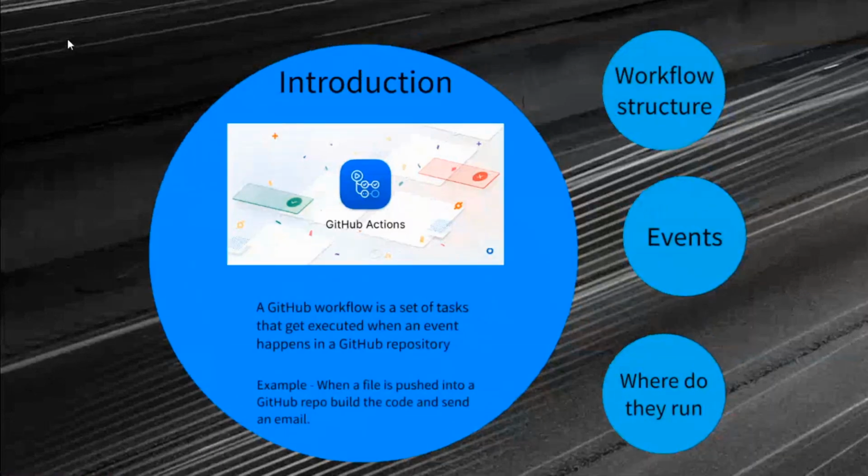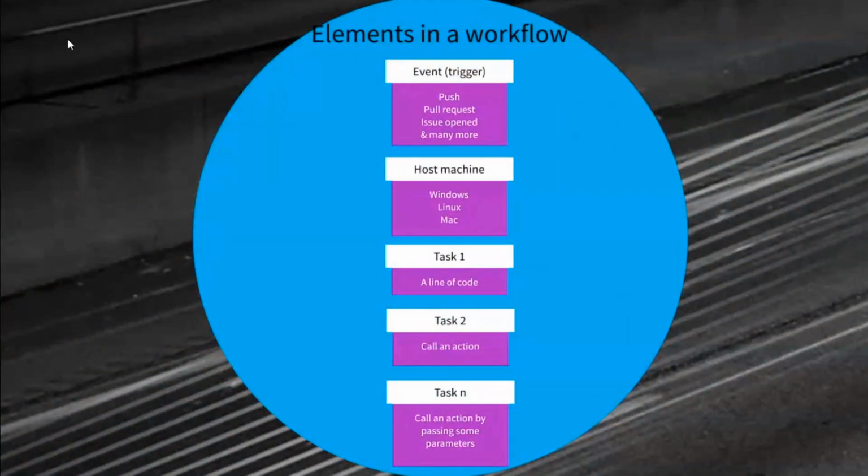So let's briefly look at this workflow structure. There are different elements in a workflow. The first one is the event. Whenever you push some code to the GitHub repo, or you create a pull request, or you open an issue, that's when the workflow triggers. After that, you decide on a host machine, whether it's a Windows, Linux, or a Mac machine. This is because if you want to build the code that you have just pushed or deploy the code, then we want it to run somewhere, right? So that's where we decide on what host machine we want to use.